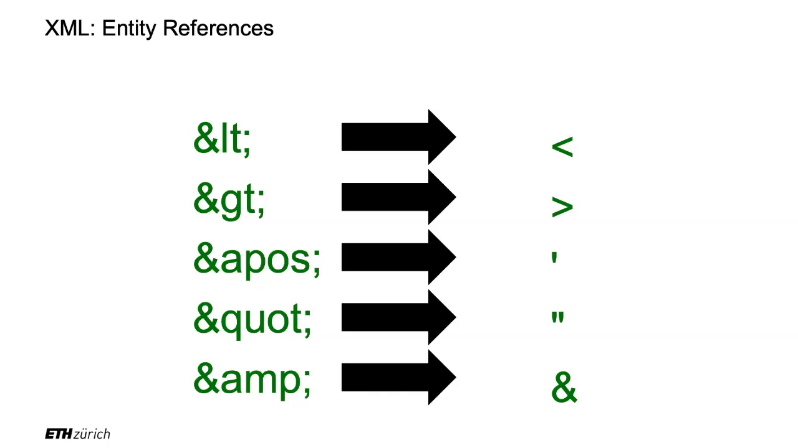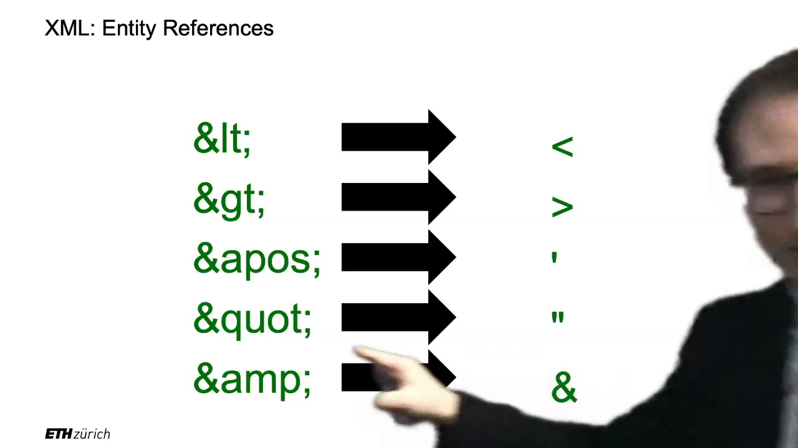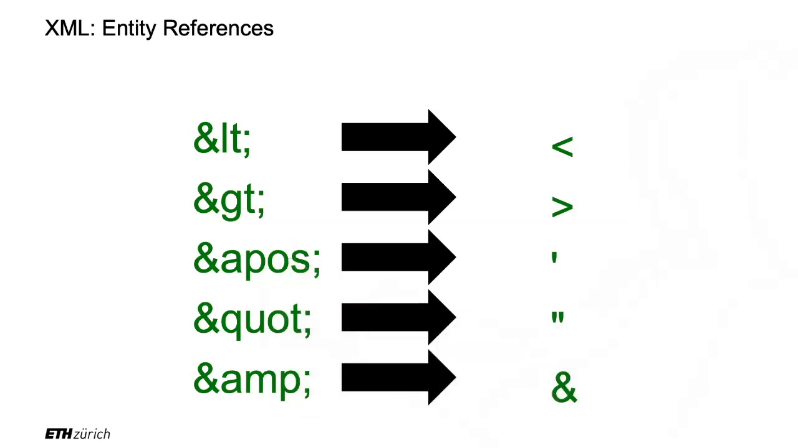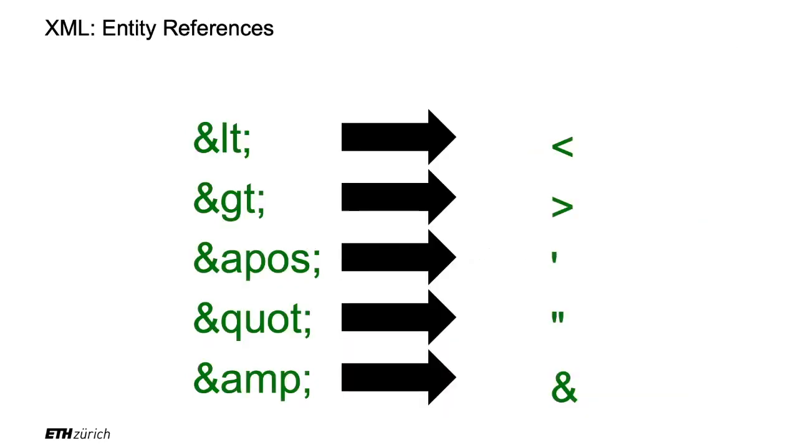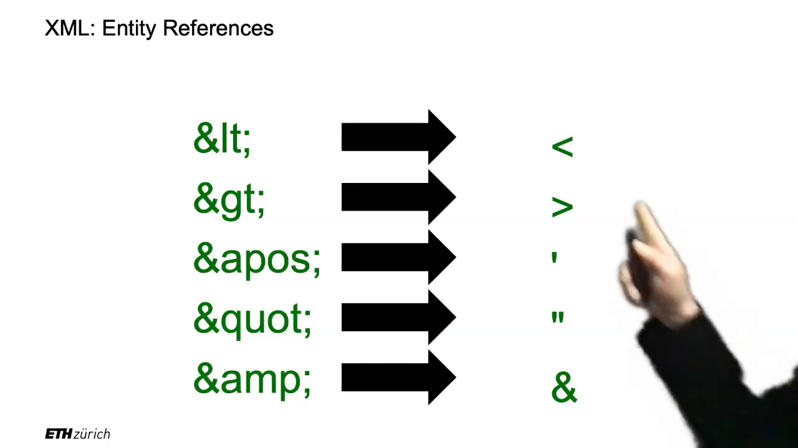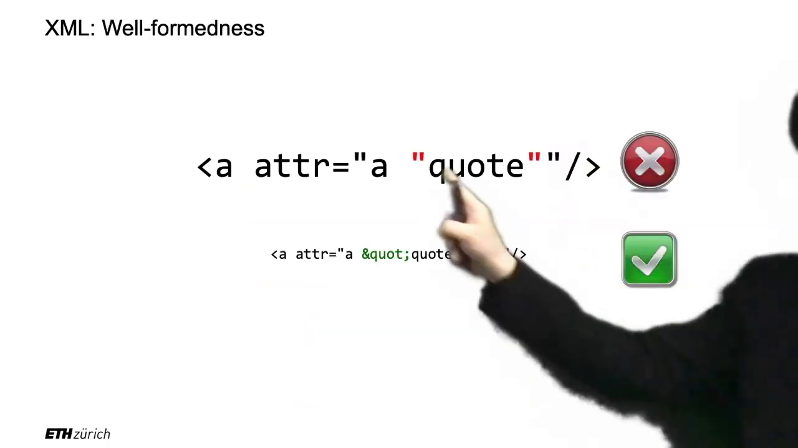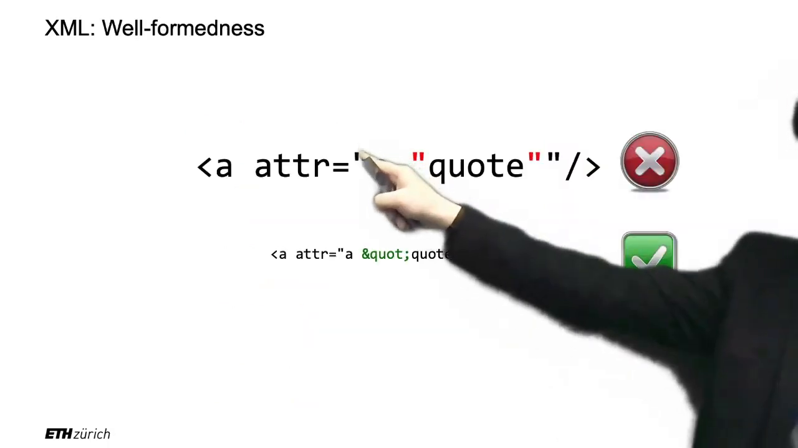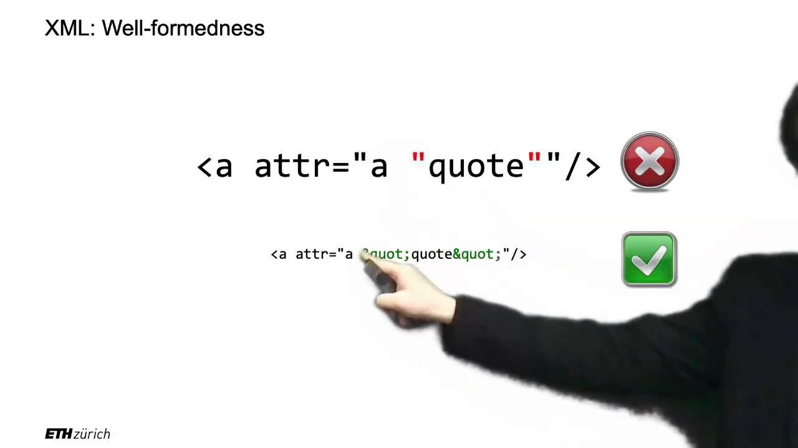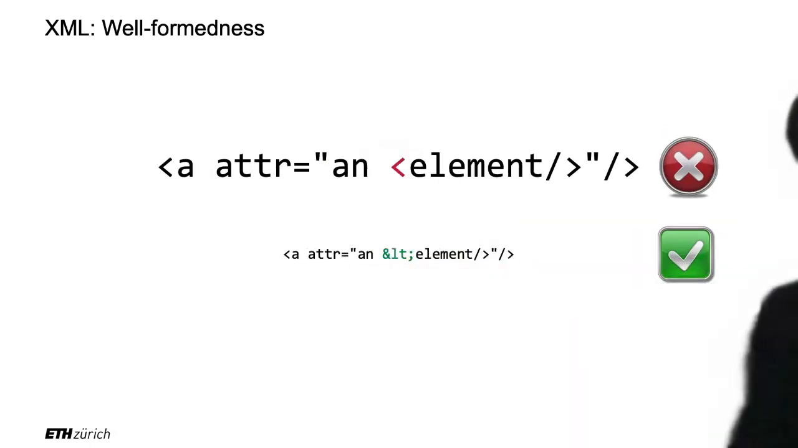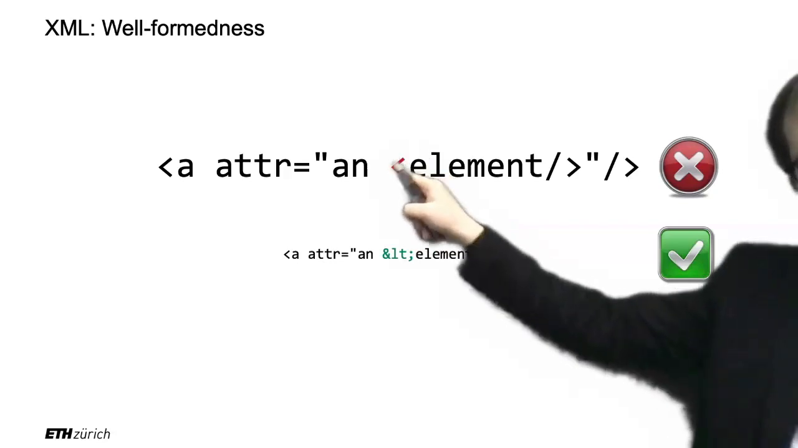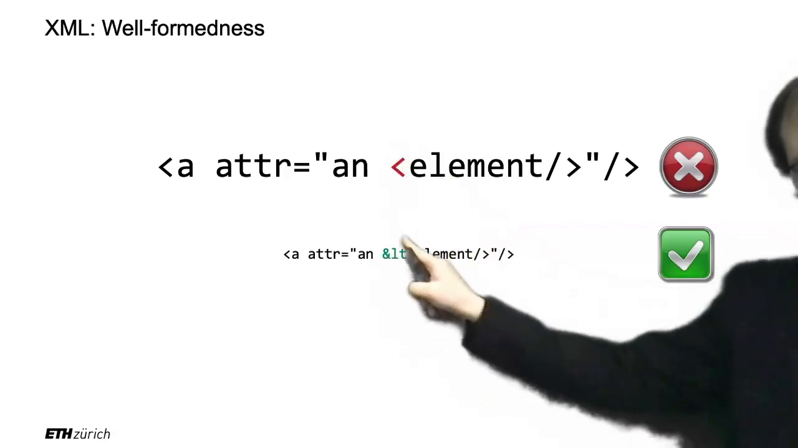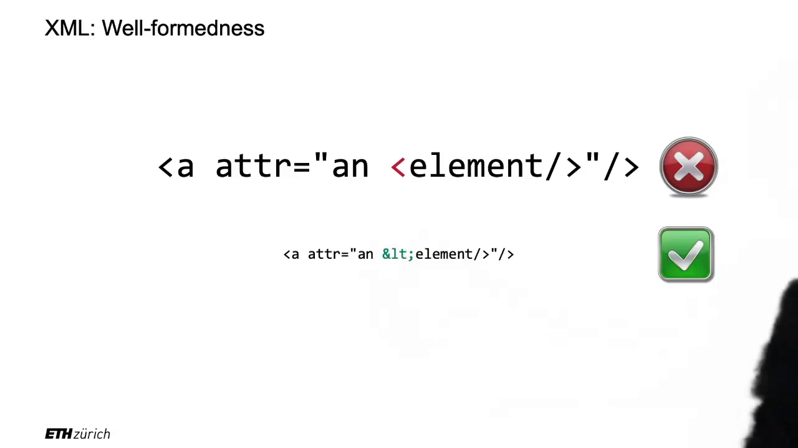Okay, so ampersand, and we use that for escaping, and then the semicolon here. Now, why do we need to also escape quotes, not just this one? It's because of attributes. If you have an attribute that is double quoted, you cannot have a double quote inside it, so you just use the escape sequence. Likewise, you cannot use this inside an attribute value. It's also not allowed, so you use the escape sequence with LT.